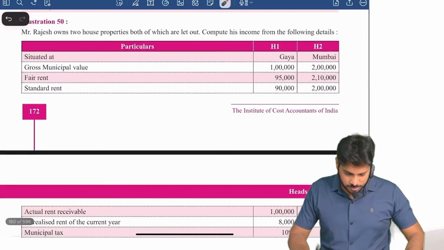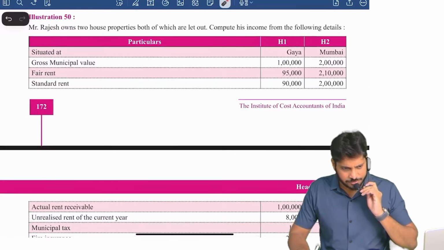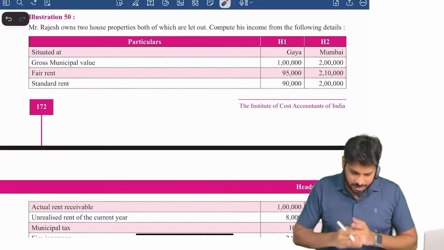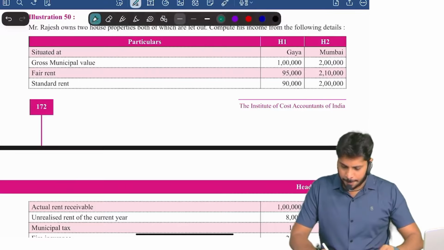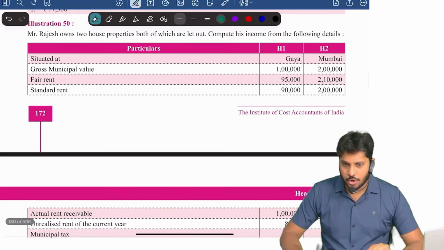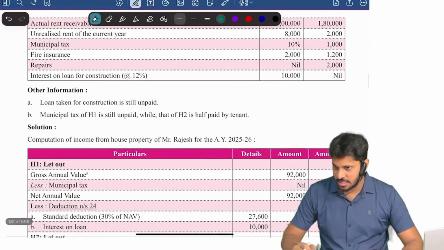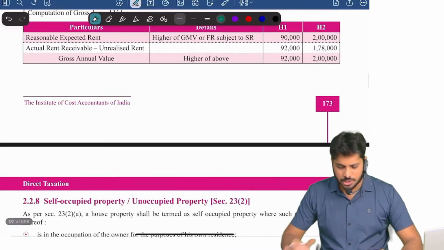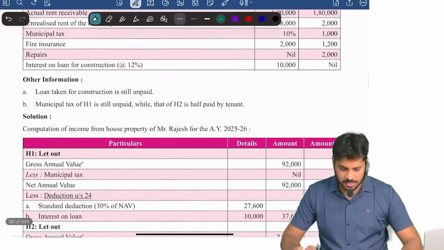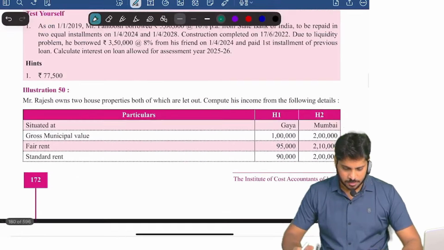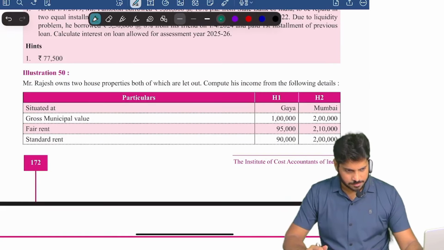Can I proceed further? Then illustration 50. Just a minute. Okay, we'll take a break, get back and then start. PGBP also will start now itself. Once this is over, PGBP will start.